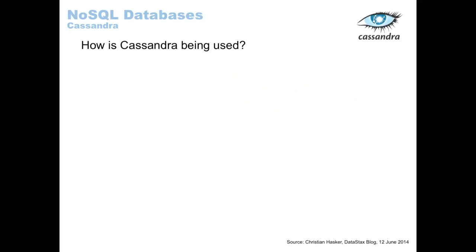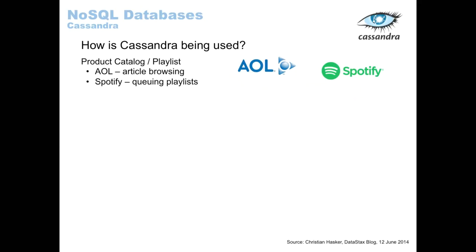So Cassandra, how's it being used? Some examples of companies that are using Cassandra: AOL for article browsing, Spotify for queuing up playlists.